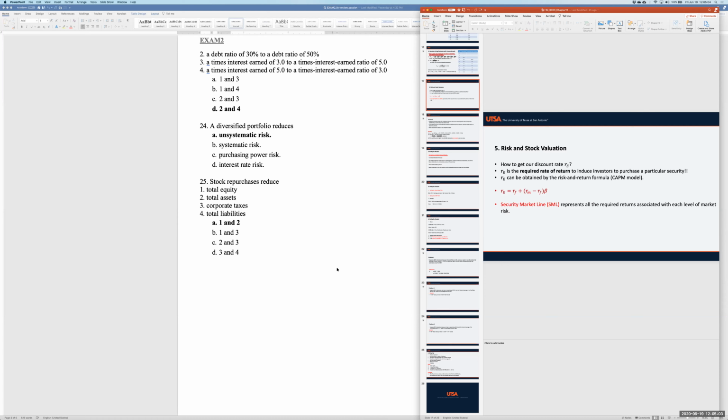Okay, question 25, last question. Stock repurchases reduce total equity, total assets, corporate taxes, total liabilities. So if the company decided to buy its own stocks, the total equity is reduced because the company just buys its own stocks, and it shrinks the equity. And also they're buying the stocks by using cash, so the total assets should be reduced. And definitely the answer is A.